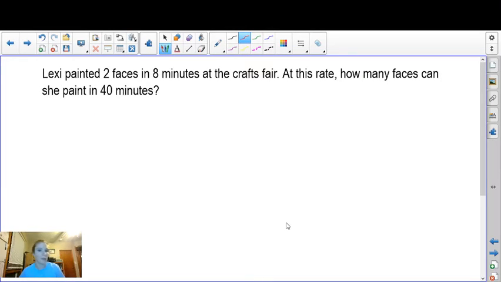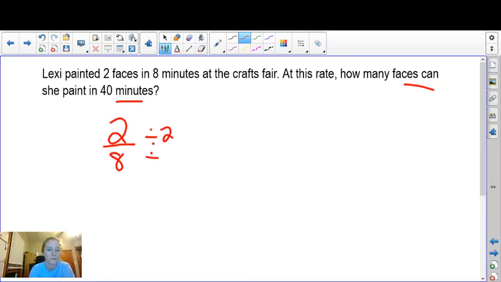All right, Lexi painted 2 faces in 8 minutes at the crafts fair. At this rate, how many faces can she paint in 40 minutes? Now, typically, when I'm looking at these problems, my beginning time and my ending time don't really match up. It kind of does in this case, but 90% of the time it doesn't. So we're going to practice it as if it didn't. So I'm going to take my 2 faces over 8 minutes, and I'm going to reduce that down. So 2 divided by 2 is 1, 8 divided by 2 is 4.